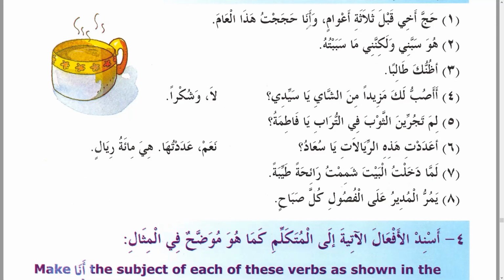Ra'aytu, ra'a means to see, but I see you as a student, kind of. So ra'aytuka taliban, right? That is yaqeen. Ra'aytuka aliman, alimtuka taliban. I know that you are a student. So you and student, the two mafulun bihis. Wajada also, ta'alamu also, kind of.